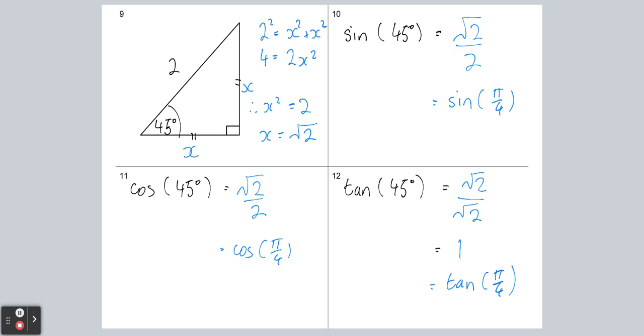In the next video, we'll have a look at some more exact values, which we can't use triangles to figure out. And we'll have a look at some examples about how to use this to solve problems.